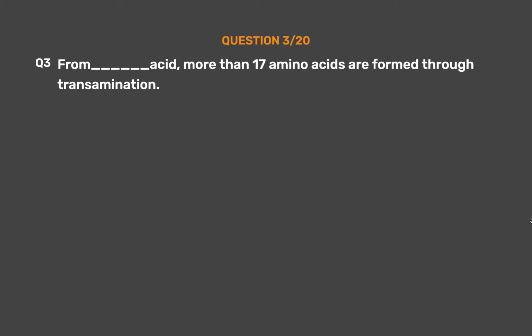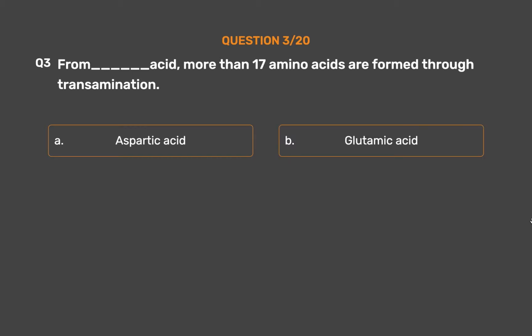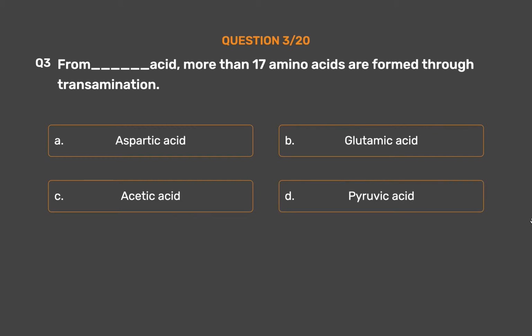Question number 3. From underscore acid, more than 17 amino acids are formed through transamination. Option A. Aspartic acid. Option B. Glutamic acid. Option C. Acetic acid. Option D. Pyruvic acid.